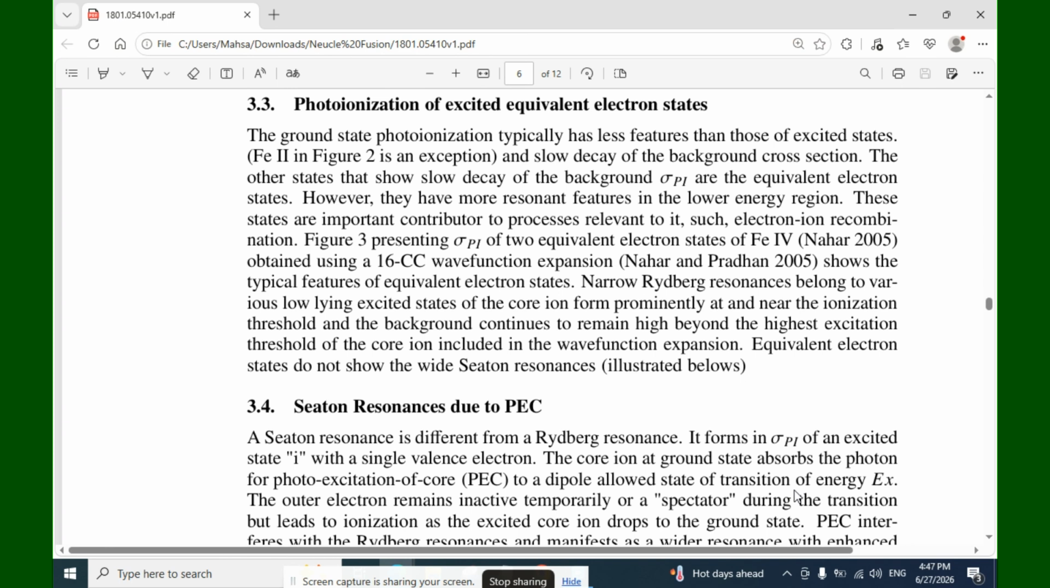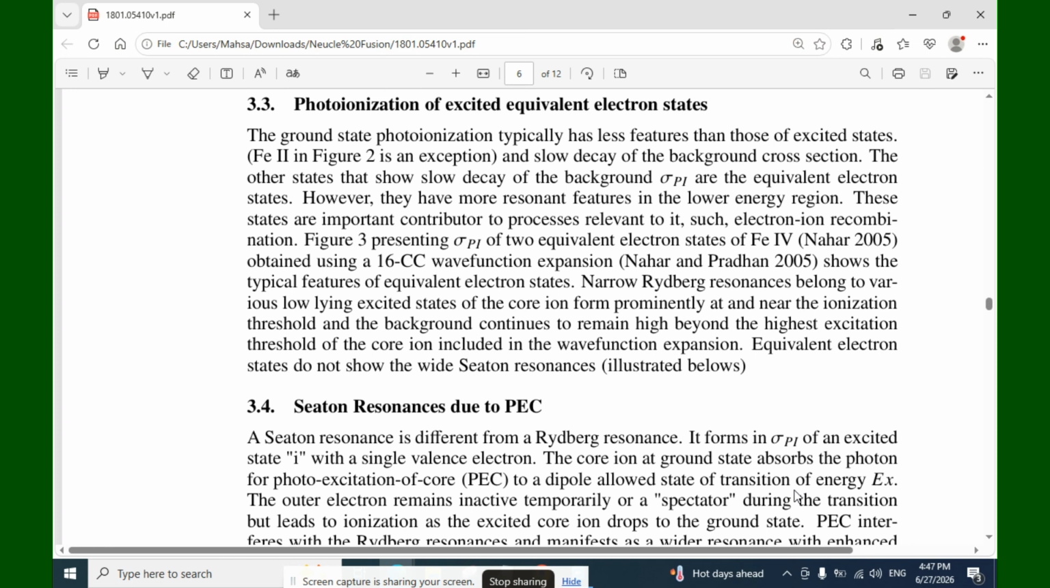These states are important contributors to processes relevant to it, such as electron-ion recombination. Figure 3 presents sigma PI of two equivalent electron states of Fe IV, Nahar 2005, obtained using a 16-state close coupling wave function expansion. Nahar and Pradhan in 2005 show the typical features of equivalent electron states.